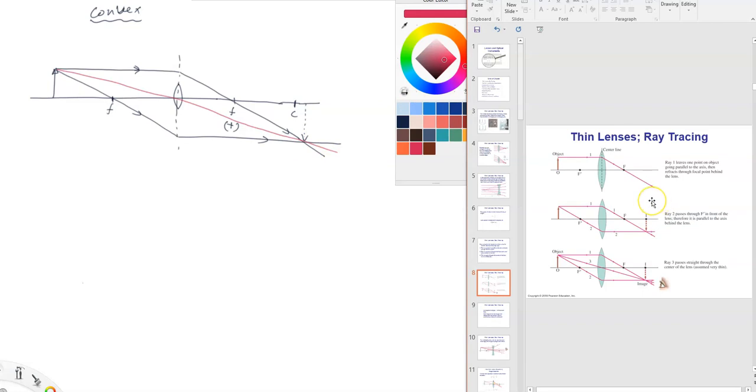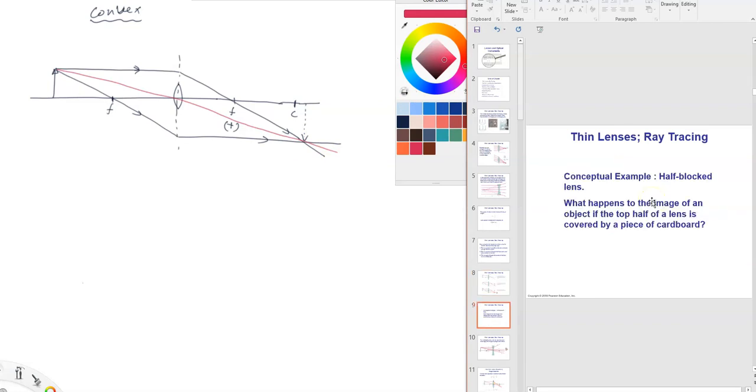What else do we have? Conceptual example, half block lens. What happens to the image of an object if the top half of the lens is covered by a piece of object? So something like this.